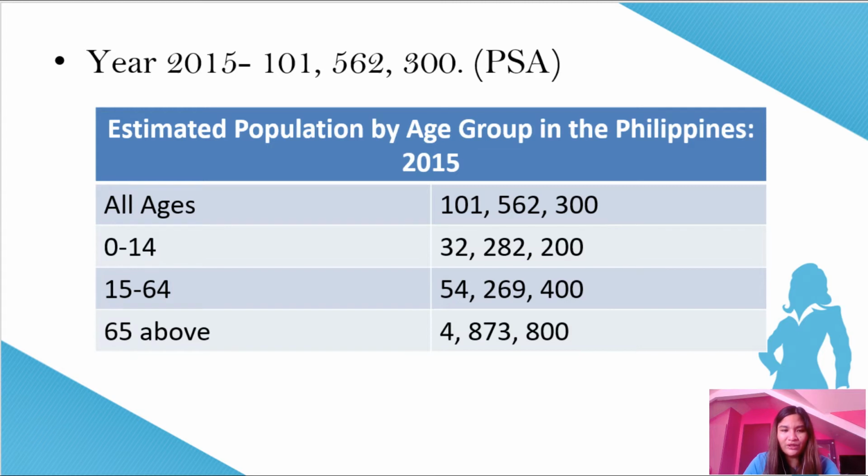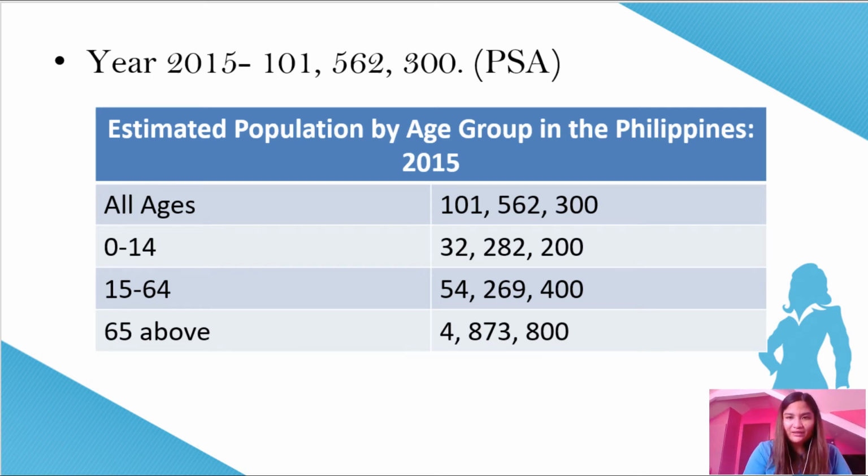So from 0 to 14, ito yung mga hindi papasok sa labor force, 32 million yung kabilang sa kanila. From 15 to 64, ito na yung nasa labor force. Actually, dapat 15 to 65 siya. 65 is forced retirement na yun. So, 54,269,400. So, ito yung labor force natin. And then, above 65, meron tayong 4,873,800. So, ito rin, mga 65 above, sila na yung mga hindi pasok sa labor force.